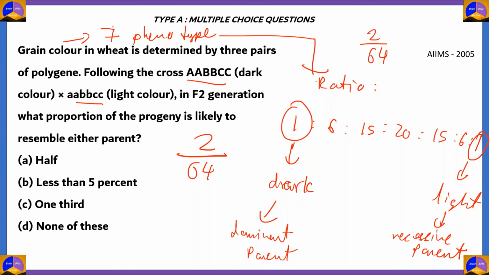So 2/64, since it's not equal to half, we can dismiss option A. It's not equal to 1/3, so we can dismiss option C. But what about the statement less than 5%? For that, we need to convert 2/64 into a percentage. So 2/64 times 100. 2 goes into 64 32 times. So we have 100/32. That translates to 50/16. And that is 25/8.